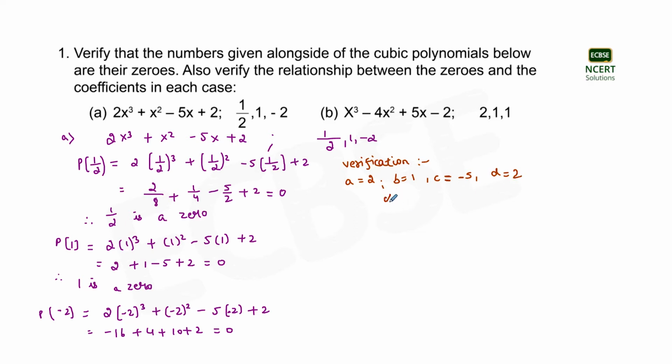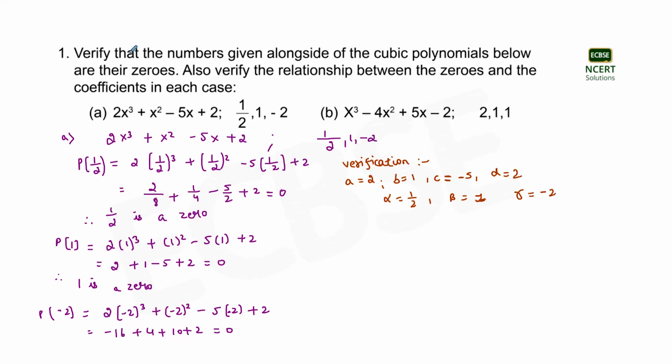Alpha, beta and gamma are the three zeros of this polynomial. So the three zeros of this polynomial are 1 by 2, 1 and minus 2. So let us take alpha equal to 1 by 2, beta equal to 1, and gamma equal to minus 2.